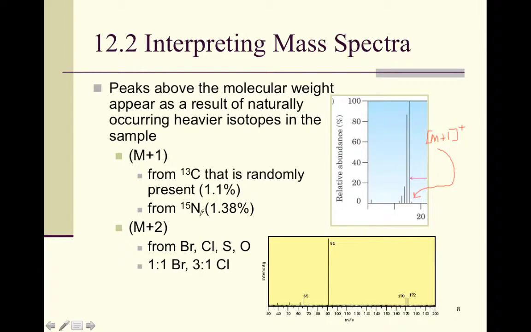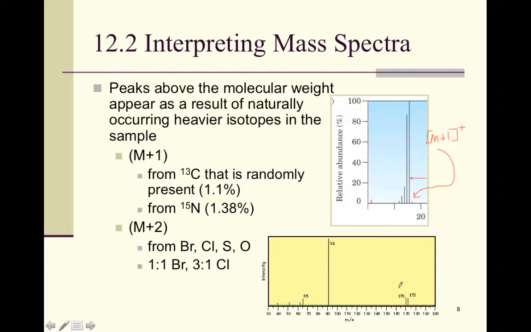We also have an M+1 peak present when we have nitrogen. Again, it'll be a small peak just like the other one, 1.38%. The M+2 peak is also a great way for us to determine whether or not we have a bromine or chlorine present. In fact, the ratio we have of bromine is always going to be a 1-to-1 ratio where you have two peaks towards the top.